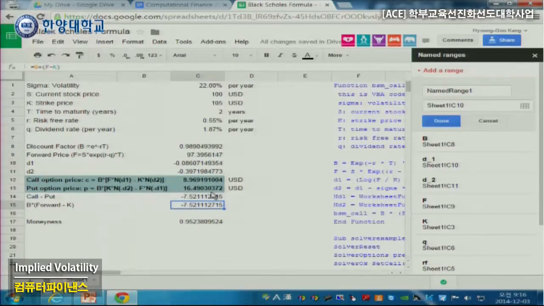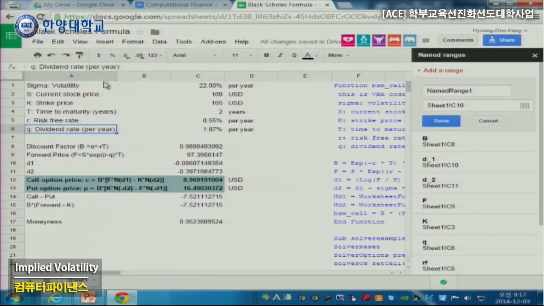Okay. So given this information, those six pieces of information, we can get the call option price and put option price. And then implied volatility is the other way around. So let's check the six input variables again.